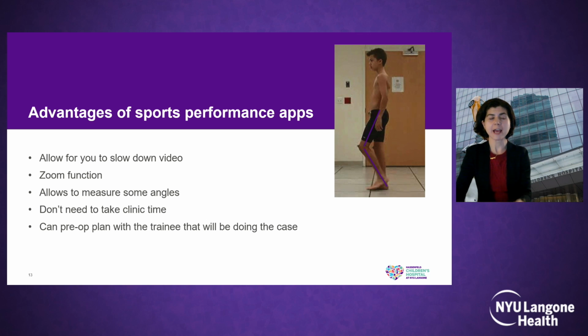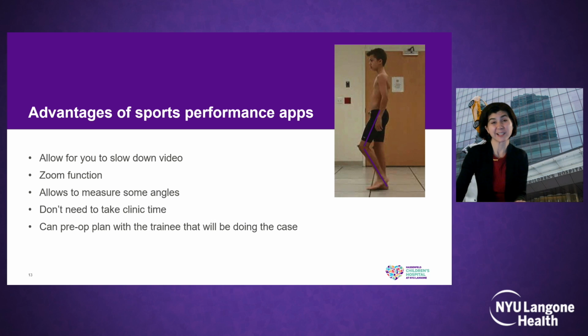The advantage of these apps is that you can slow down the video. Some of these are made for physicians, but many of them are made for athletic trainers, for sports performance coaches, or for physical therapists. So you have the ability to slow down the video, even up to 1/8 of typical speed, which is really helpful. You cannot do that in your clinic. You can use a zoom function on most of them. It does allow you to measure certain angles, not everything you would get in a gait lab, but you can measure peak knee flexion, peak knee extension, especially in the sagittal plane. There's a lot of things you can measure. So that's a helpful feature.